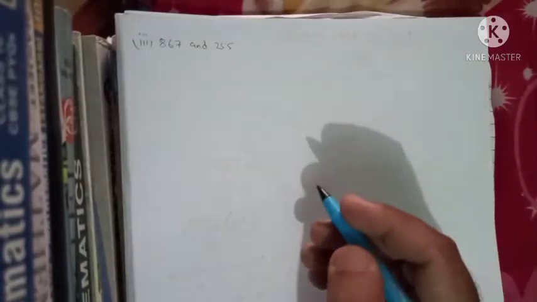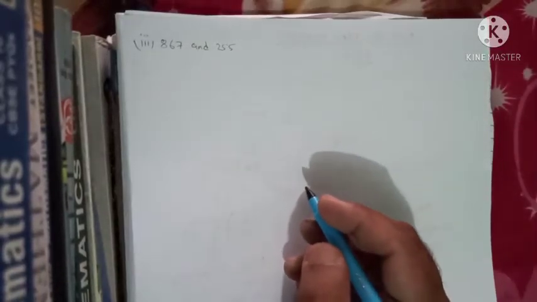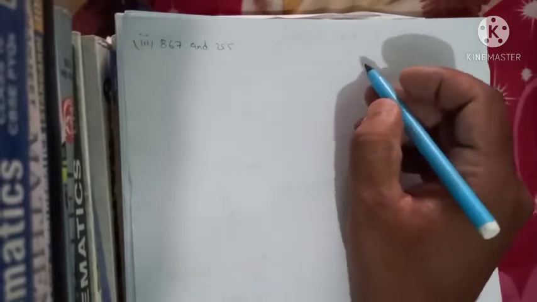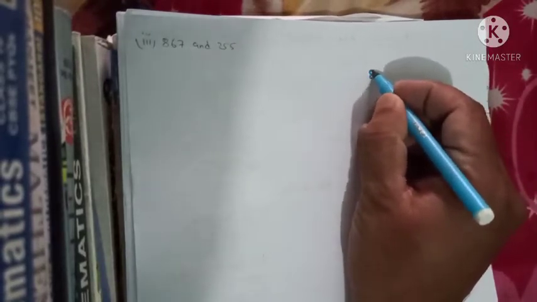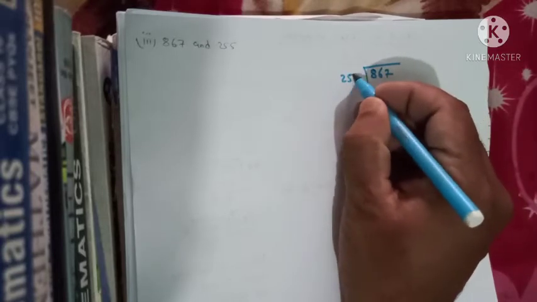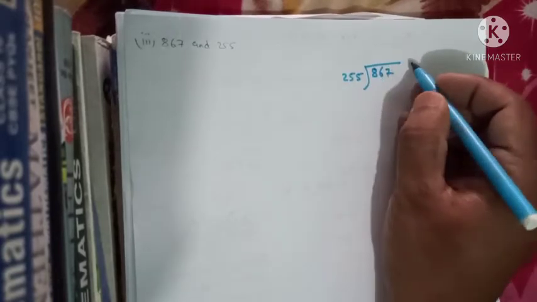Okay, now the third part, we have to find out the HCF of 867 and 255 using Euclid division algorithm. Again, the bigger value, that is 867, will become the dividend, and the smaller value 255 will become the divisor.